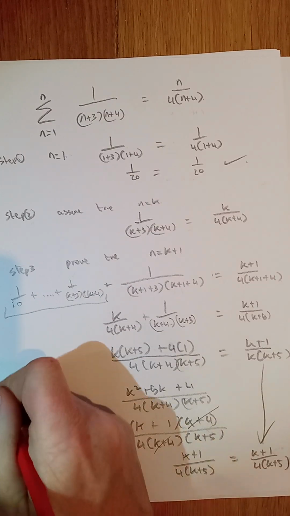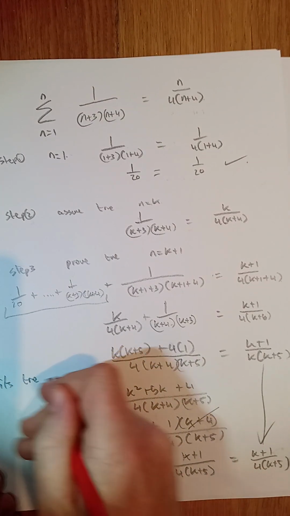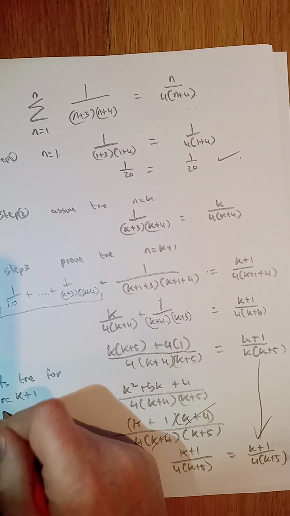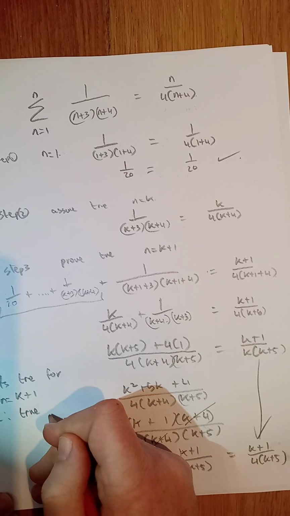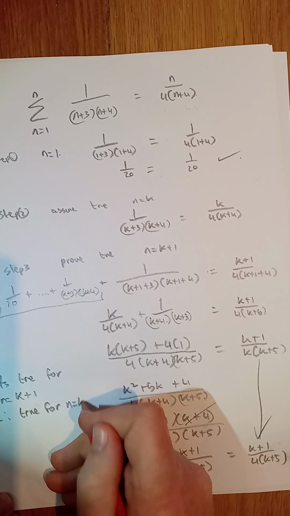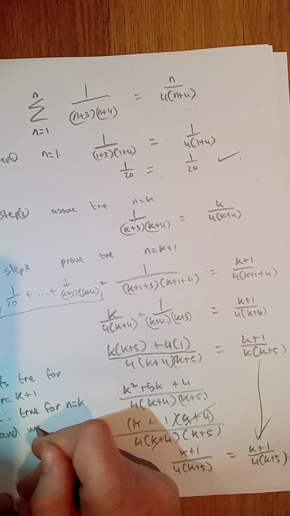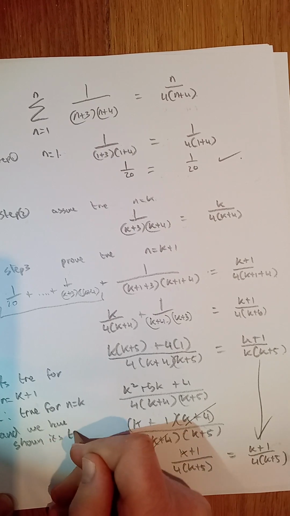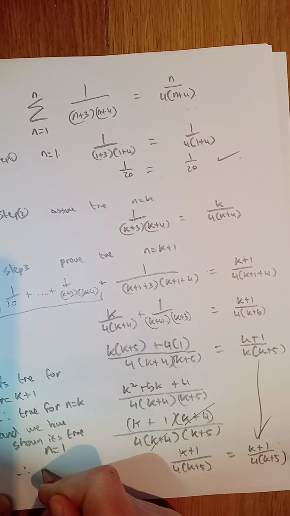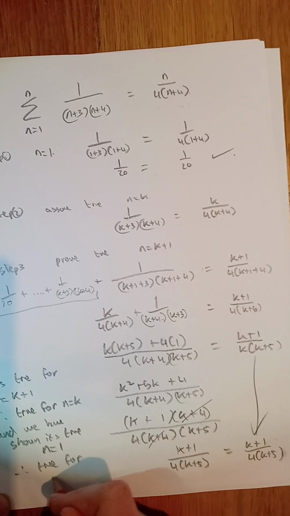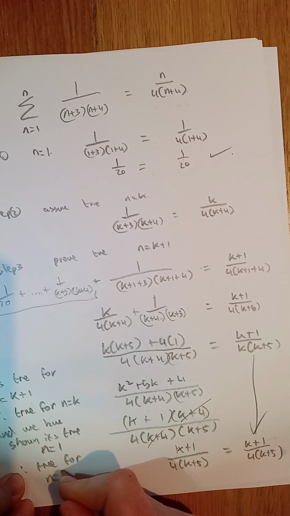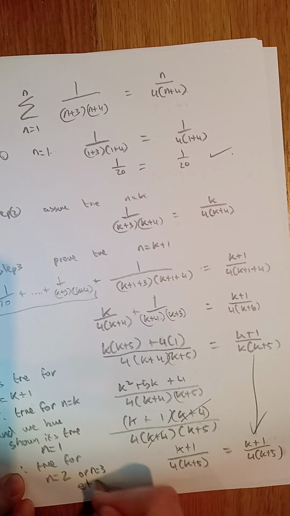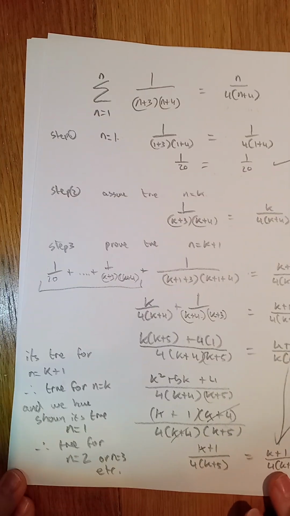We just say it's true for n equals k plus 1. Therefore, it's true for n equals k. And we have shown it's true for n is equal to 1. Therefore, it's true for n equal to 2 or 3, etc. So there you have another proof done. Okay.